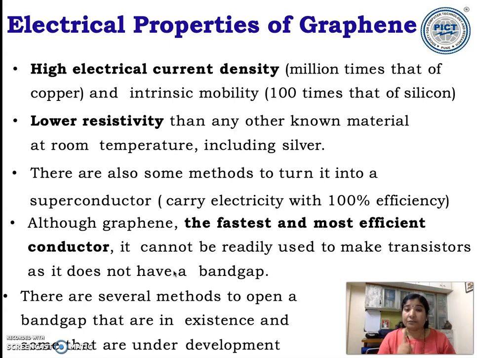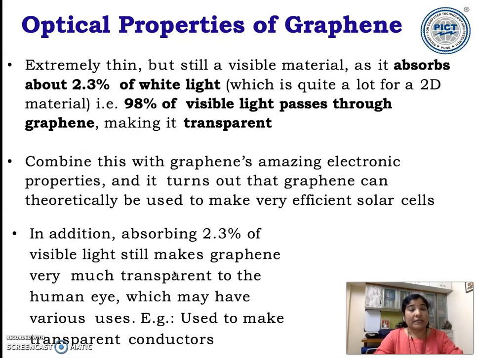Although graphene is the fastest and the most efficient conductor, it cannot be readily used to make a transistor. But we can make a transistor if we adopt some methods which open up the band gap, as it doesn't have a band gap. Okay. So as far as optical properties are concerned, it's a highly transparent material, extremely thin as well as highly transparent.